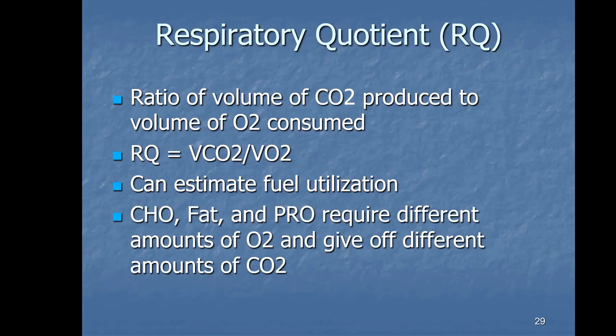So the idea is that carbohydrate, fat, and protein require different amounts of oxygen to metabolize, and thus they give off different amounts of CO2. So if you calculate this ratio, it can give an idea of which one you're using.